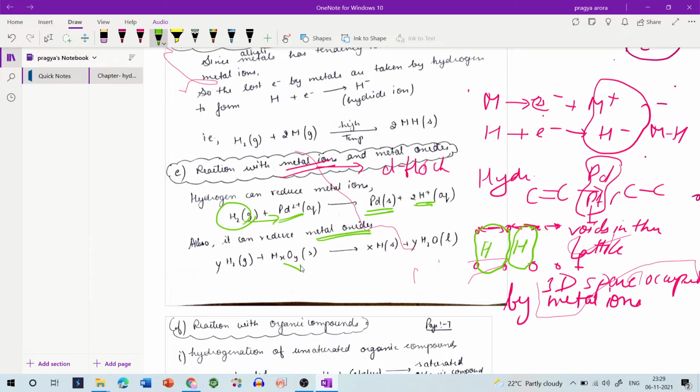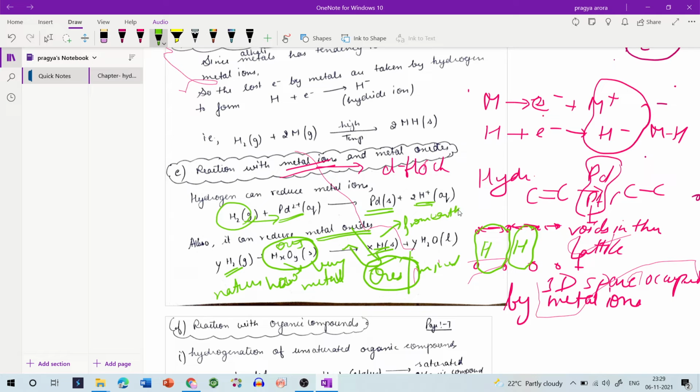Now reaction with metal oxides is very important. How? In nature, how do we extract metals? How are metals extracted from the earth? In earth, metals are present in the form of ores, and those ores are generally metal oxides. So hydrogen gas is used to convert metal oxide, that is ores, to gain metal from earth, and water is released as a byproduct. So in the process of metallurgy, that is the science.